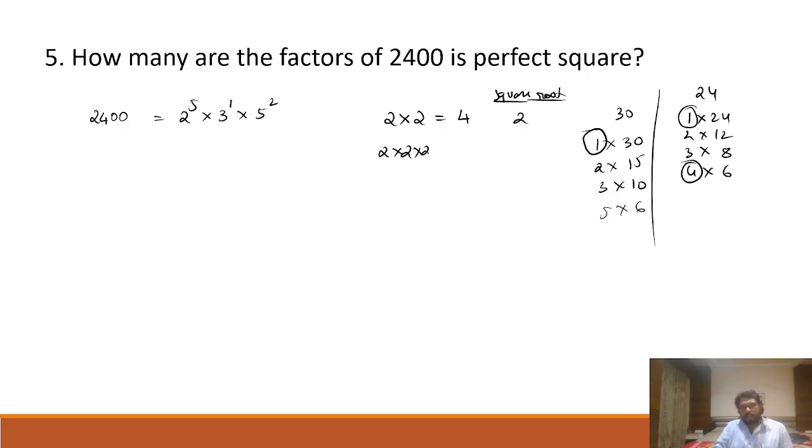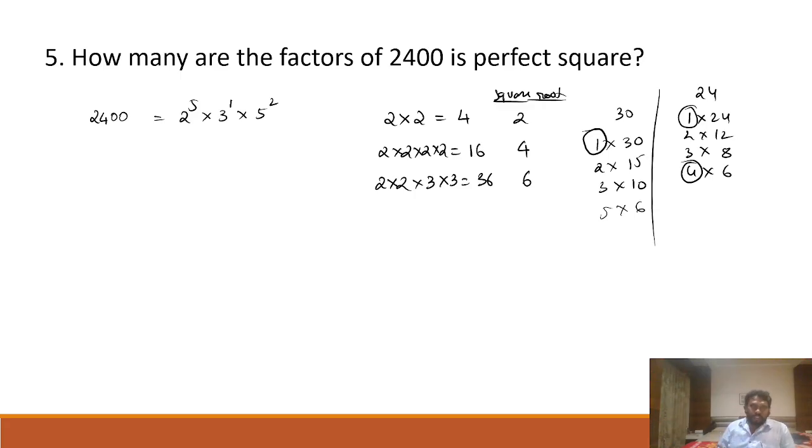Why I'm writing like this, just look at it. 2 into 2 into 2 into 2, which is 4 times 4, you'll get 16. What is the square root of 16? 4. Let's say 2 times 2 times 3 times 3. What am I going to get? 2 times 2 is 4, 4 times 9 is 36. The square root of 36 is 6. So what I'm trying to tell you is, if you multiply any number an even number of times, you are going to get a perfect square.